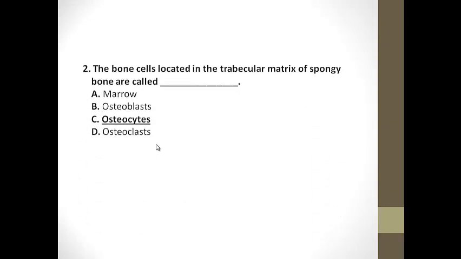If you answered osteocytes, you are correct. Remember, osteocytes are osteoblasts that have been surrounded by the matrix and matured. So if the cell is surrounded by matrix, whether it's spongy or compact bone, it's going to be an osteocyte.